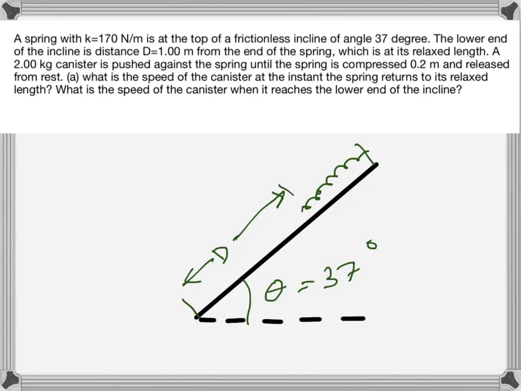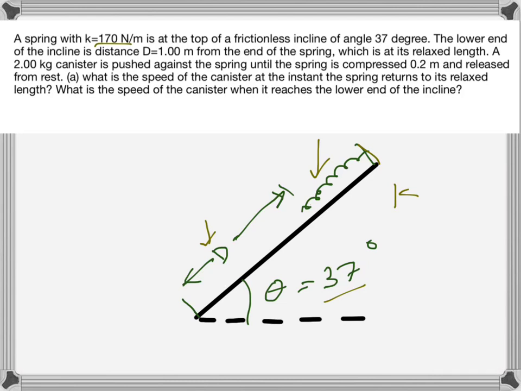Okay, so here we have an inclined surface where the inclination angle is 37 degrees, and there is a spring at the top of the incline. This is the spring here, and the spring's K is given as 170 Newtons per meter. The lower end of the incline is at a distance D, uppercase D, which is 1 meter from the spring when the spring is in relaxed position.